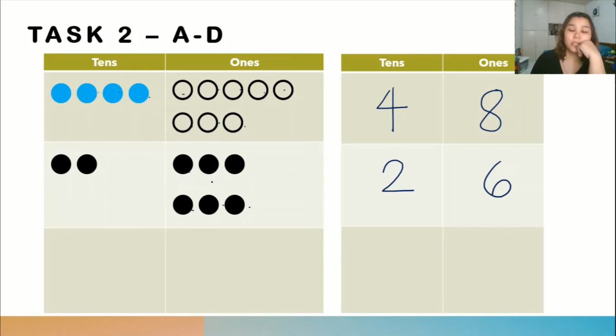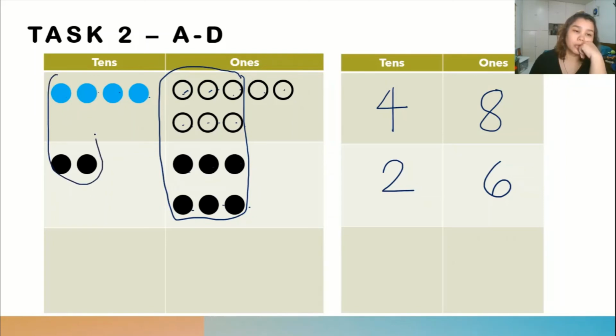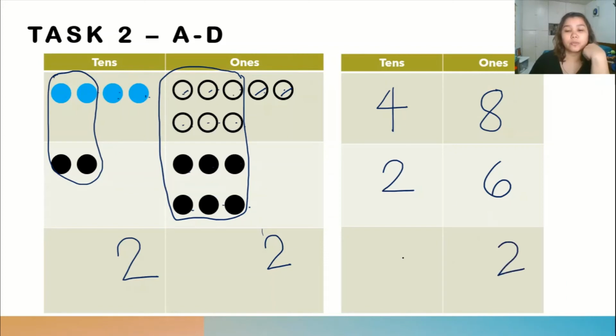So now, let's encircle those that are taken away. So 6. So pili din tayo ng 6. 1, 2, 3, 4, 5, 6. Isama natin, to be taken away. And then this one, we have 2. So 2 din to be taken away. So let's now count how many are left outside the circle. So we have 1, 2. And then 1, 2. So we have 22. For the numeral, so 8 minus 6 is 2. 4 minus 2 is 2. So that is what we have to do with task 2, A to D.